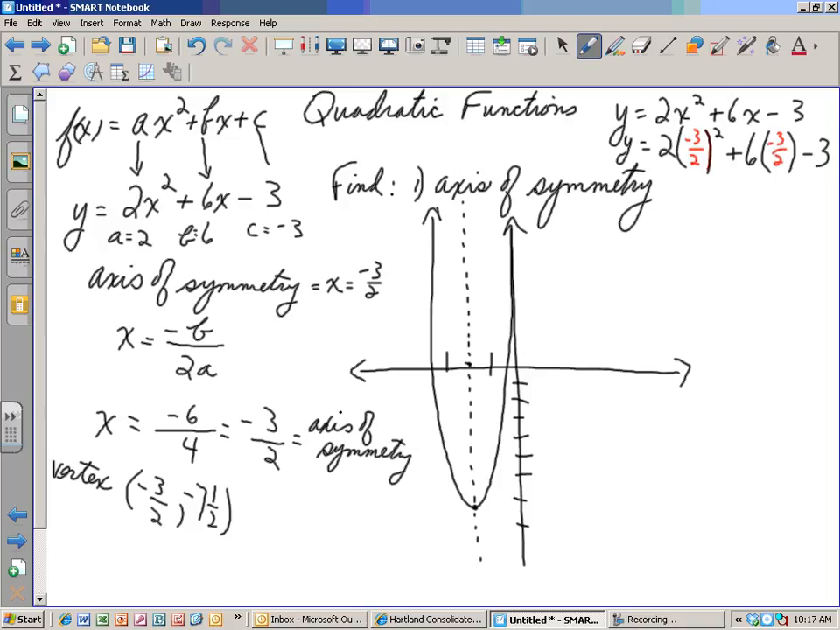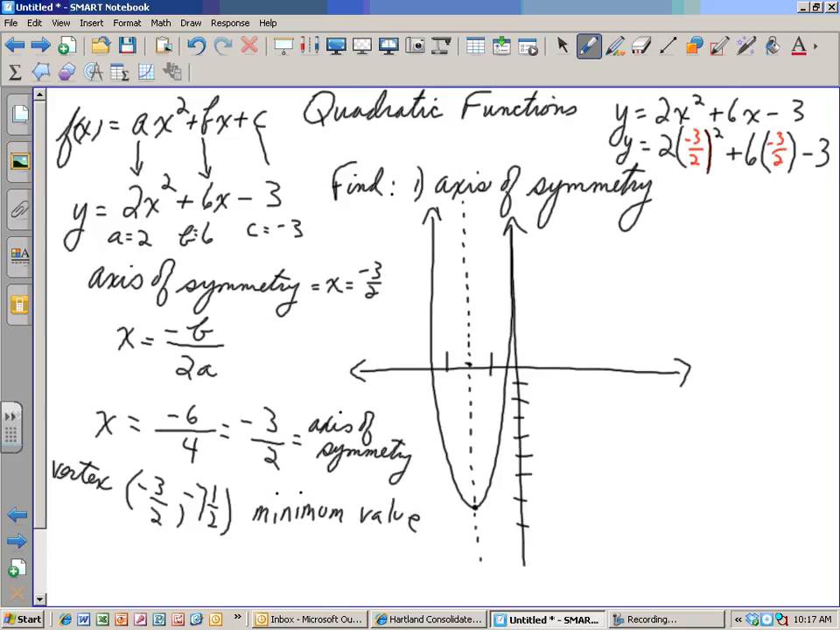I'm going to do a couple of these problems for you. Can you tell me now, is the vertex going to be a maximum value or a minimum value? Minimum. It's the lowest value, and so we say that this is a minimum value. Why is that minimum? Because it's the lowest point. If it were upside down, it'd be a maximum.